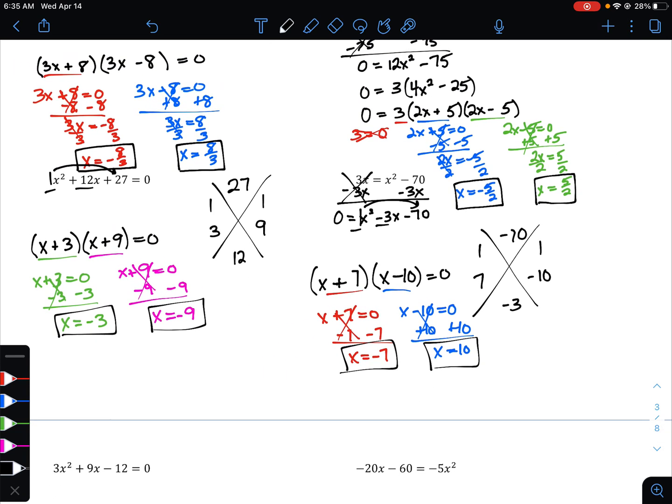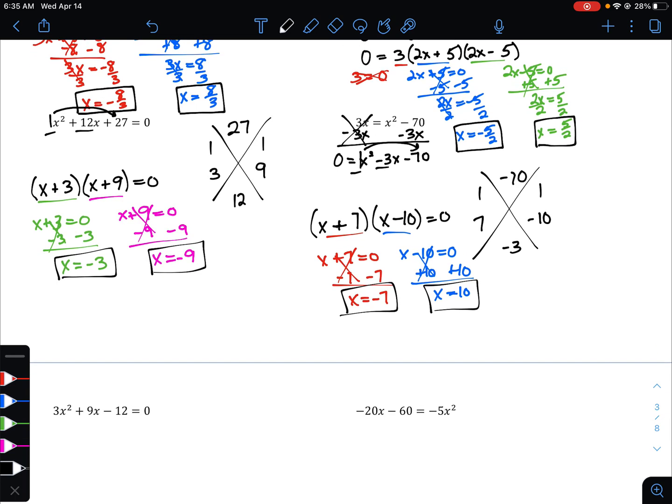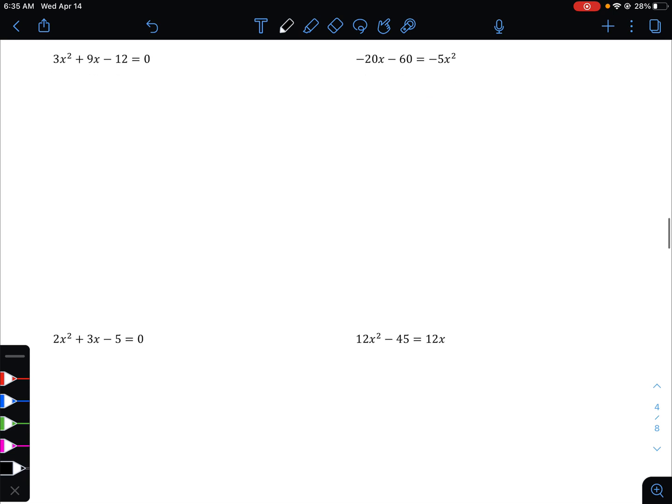Okay, so there's our first few types of factoring. We still have a few left to talk about. If you remember, there were at least a couple more types of factoring we saw back in Unit 8 that we have not seen yet today. So let's look at a few more examples.